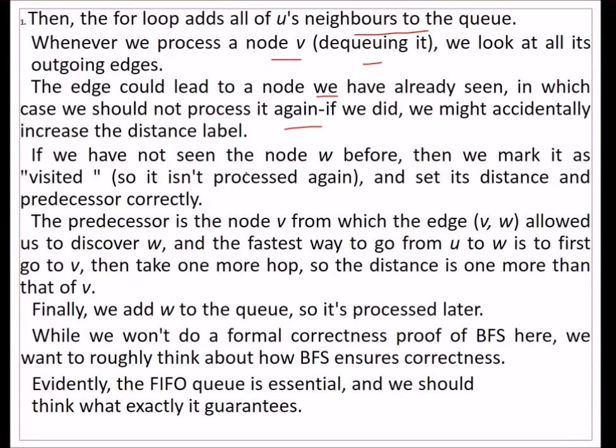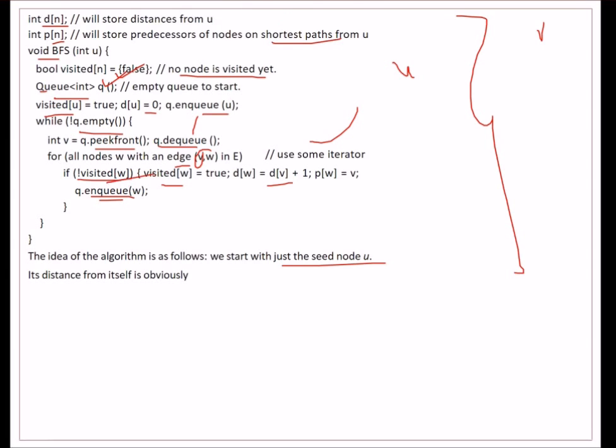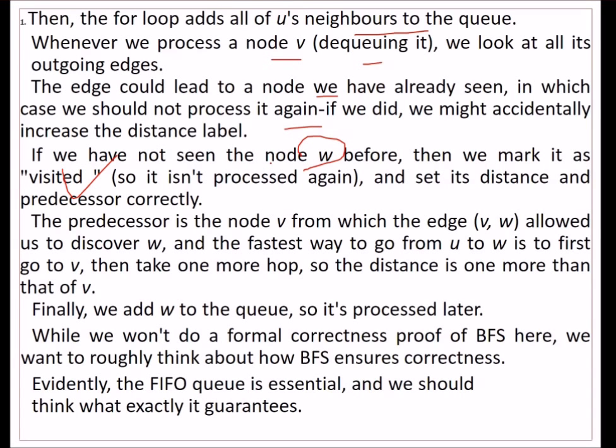So if we have not seen the node w before, then we mark it as visited, so it isn't processed again. That is how it goes. If it is visited, we make sure we don't include it again. If it is not visited, we set its distance and predecessor, the predecessor being the node v from which the edge vw allowed us to discover w. From v only we discover w. So the fastest way to go from u to w is to first go to v, then make one more hop, so that the distance is one more than that of v. Finally, we add w to the queue, and it will be processed later.